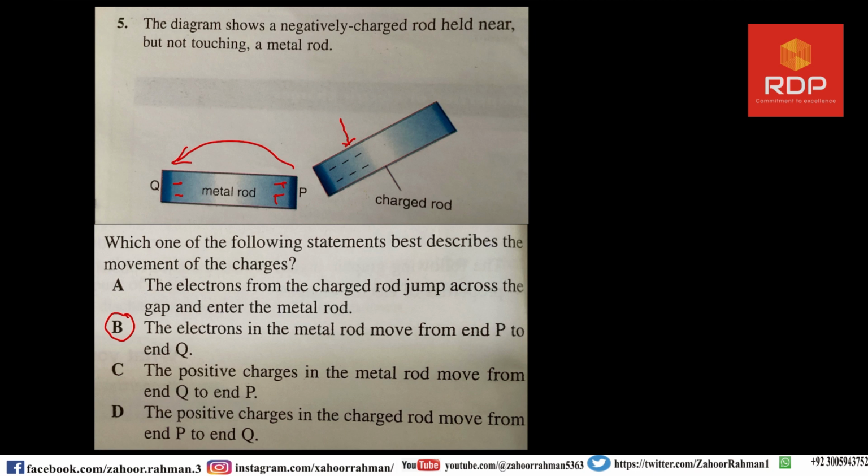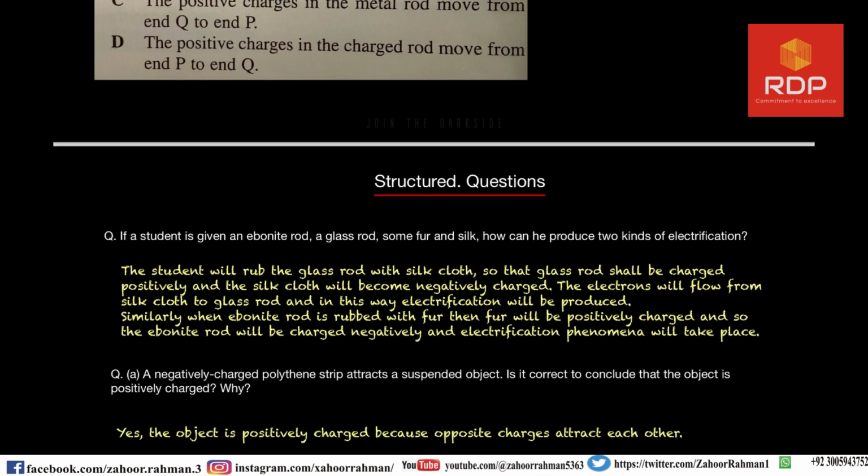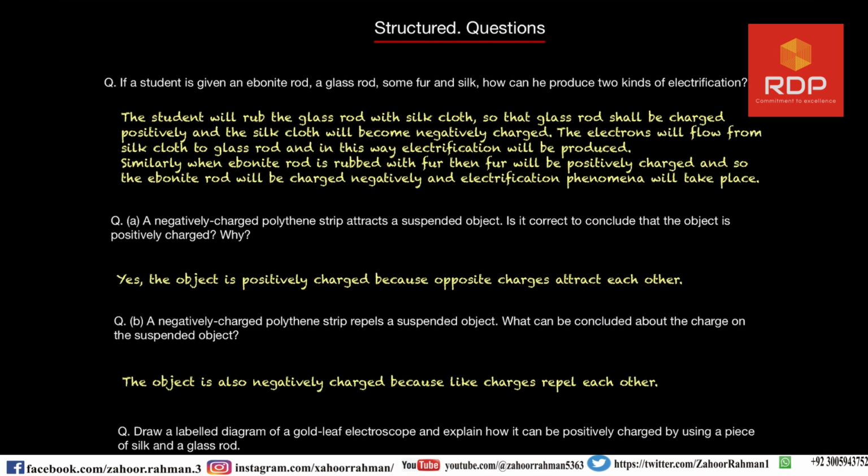Okay, ladies and gentlemen, those were the questions of the first part. Now let us turn our focus to the second part. Those contain these structured questions. The first question is saying if a student is given an ebonite rod, a glass rod, some fur, and silk, how can he produce two kinds of electrifications?